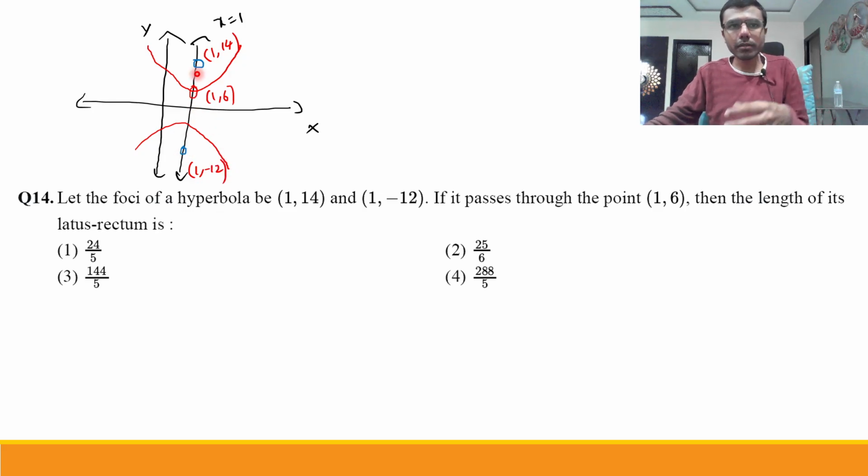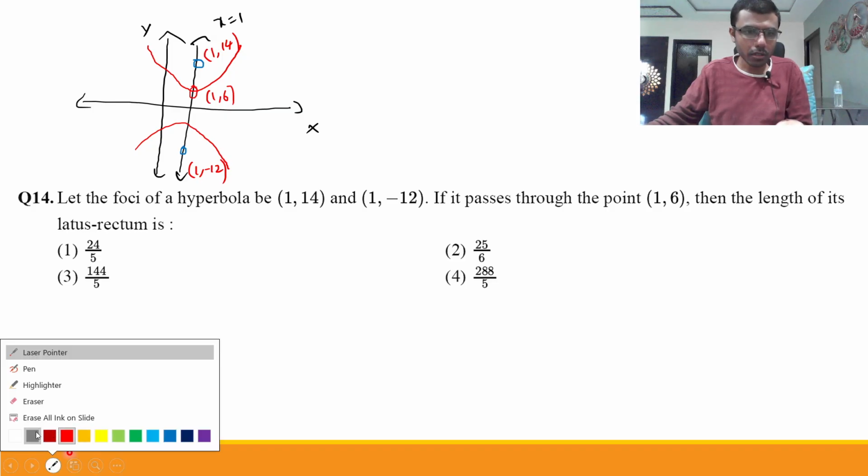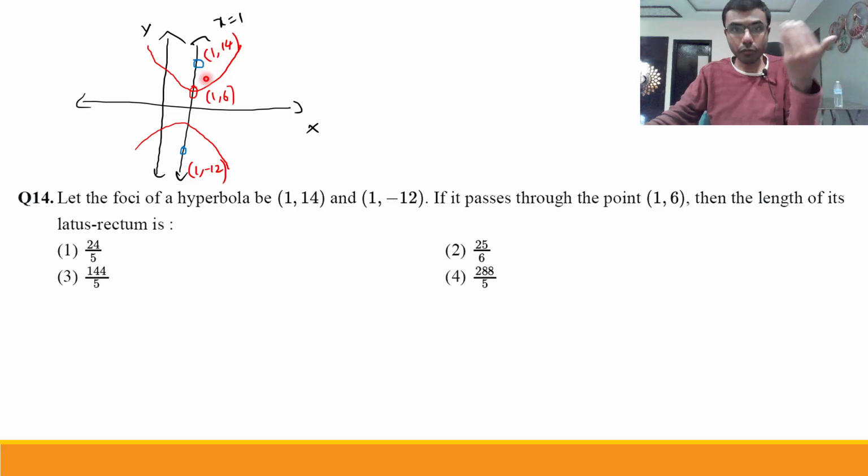Now what will be the center of the hyperbola? The center is the midpoint of the foci. So what am I getting? The midpoint is (1, 1). Oh, why isn't it working? It's working now. So (1, 1) would be somewhere here. That's my (1, 1). This is my midpoint, this is my center.